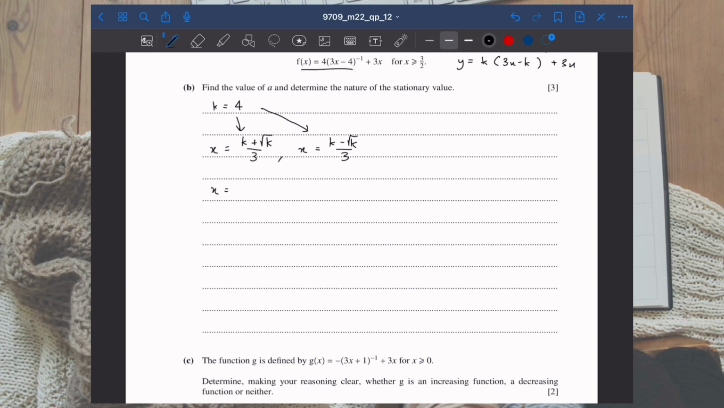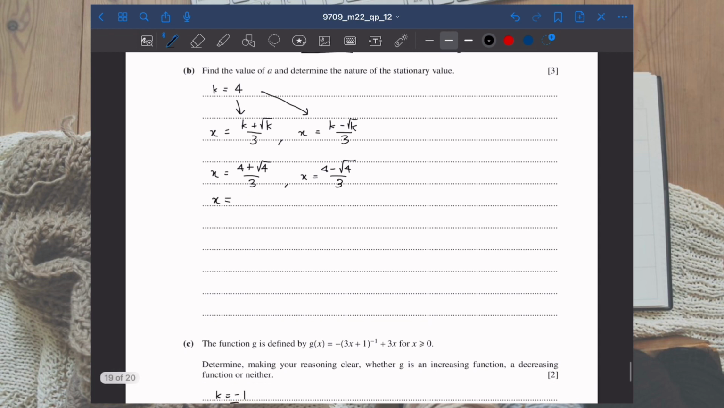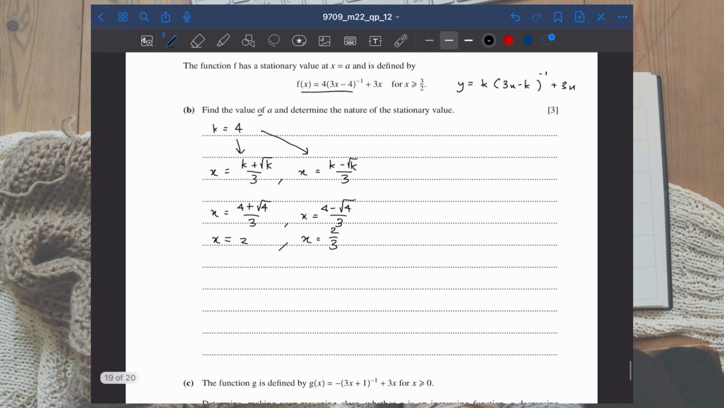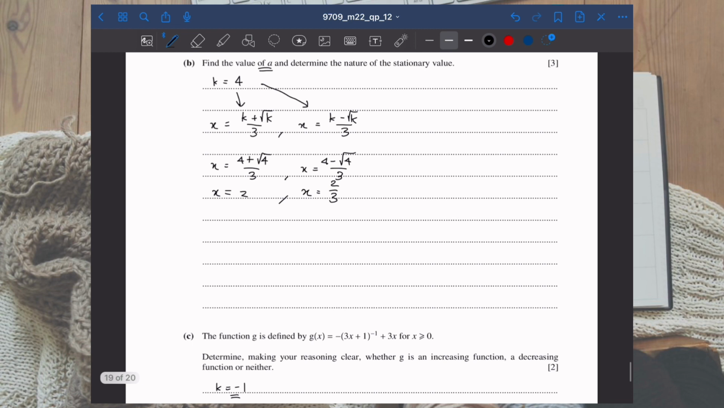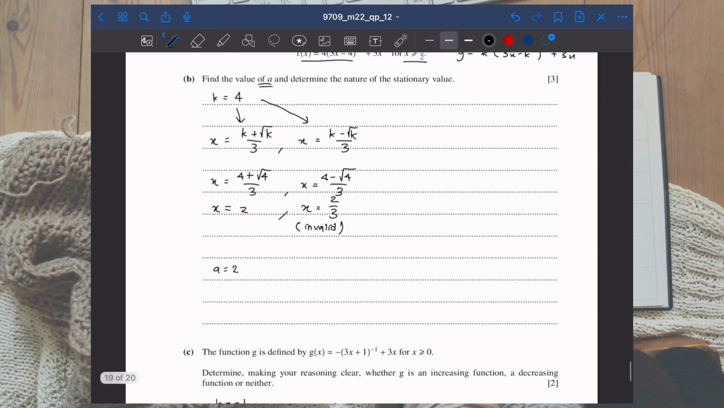So x will be 4 plus square root of 4 over 3, or x will be 4 minus square root of 4 over 3. So this gives us 2 and 2 over 3. For the value of a, it must be more than or equal to 3 over 2. So hence x equals 2 over 3 is invalid. So our value of a will be 2.